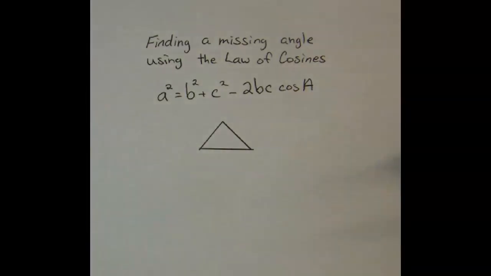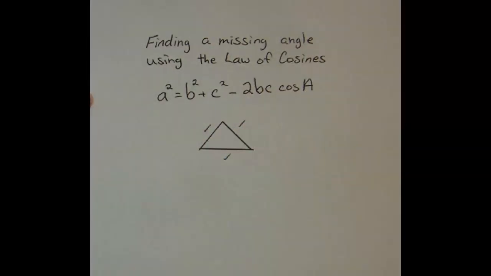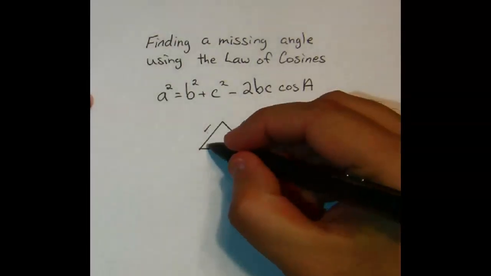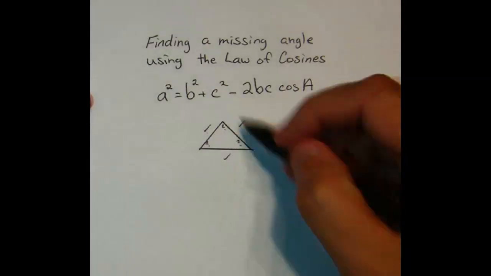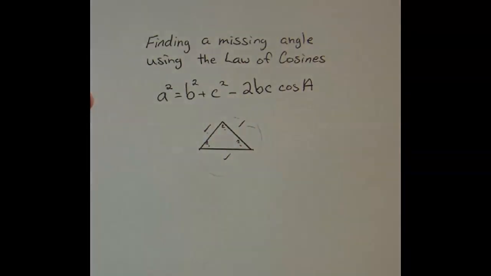Well, let's say that we have a situation where three sides are given, and of course this would have to be on a triangle that's not right, acute or obtuse, either one would work. So I give you three sides, and we want to find a missing angle. Whatever angle I'm looking at, we're going to use these three sides and apply the law of cosines, and we will be able to find that angle.